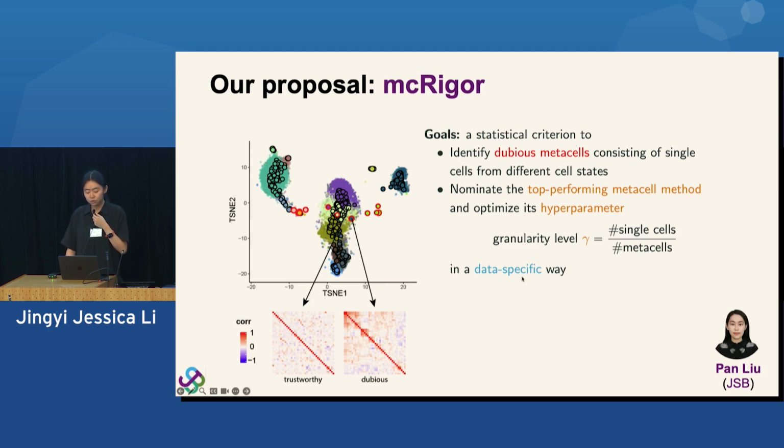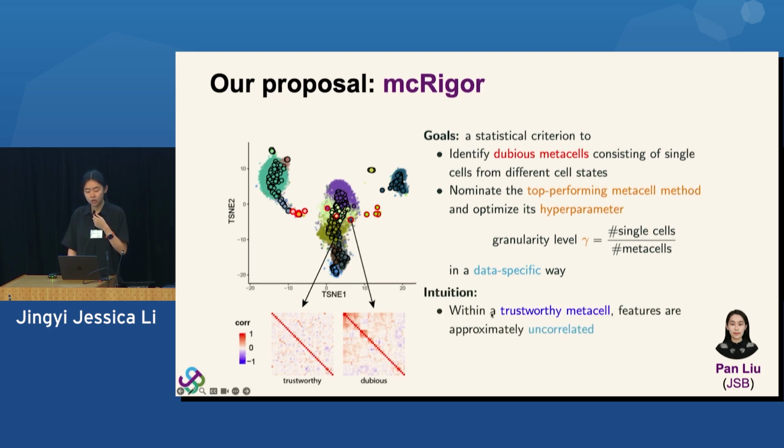So how can we achieve the two goals? Our intuition here is based on the two-layer model I just described. Within a metacell that is trustworthy, the features should be approximately uncorrelated. So this is just an illustration of the gene-gene or feature-feature correlation matrix. We believe that if the cells' differences are only due to the measurement model, the correlation matrix should look like this. So close to a diagonal matrix with some spurious off-diagonal entries but no pattern.